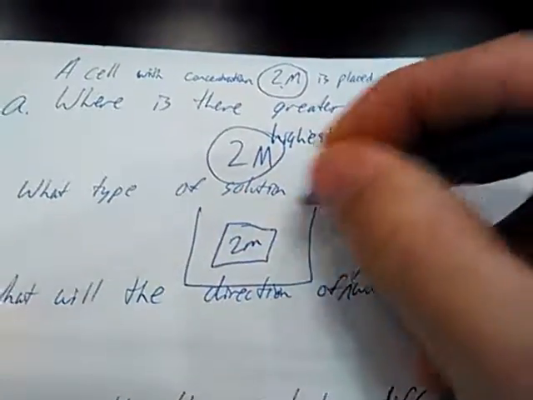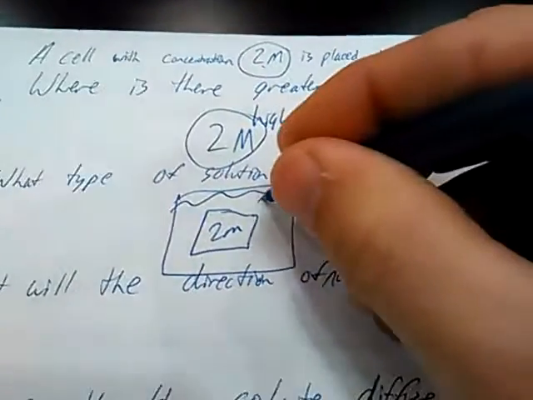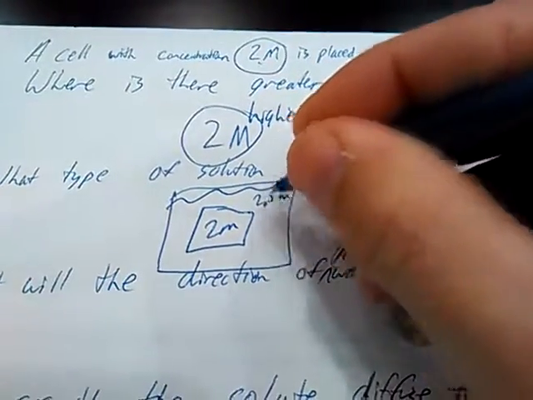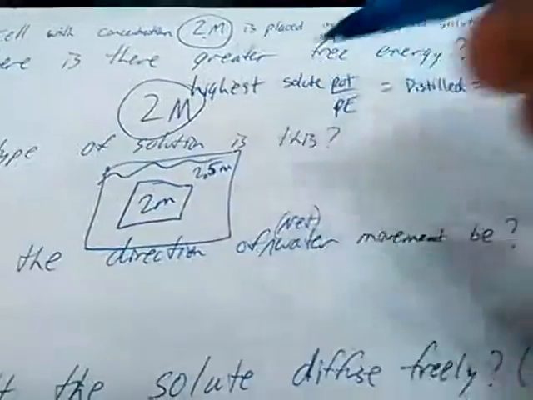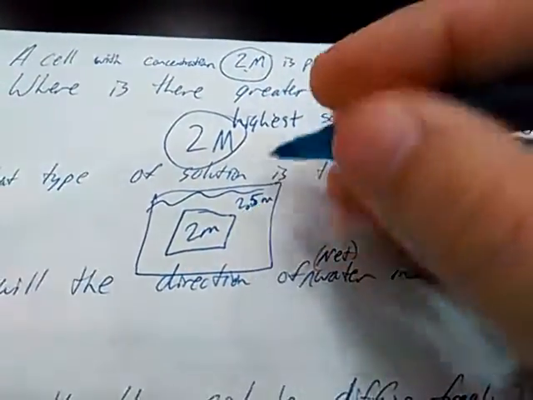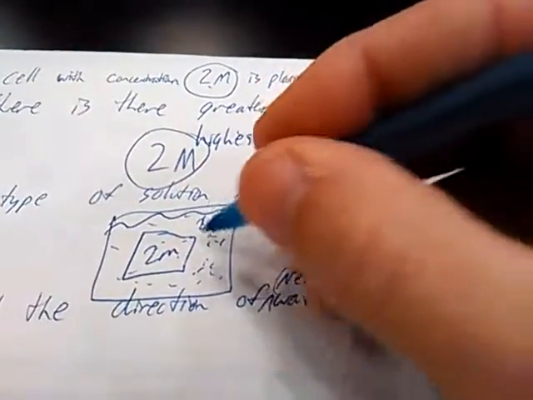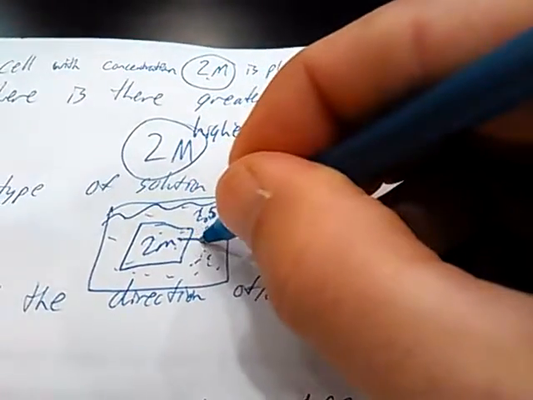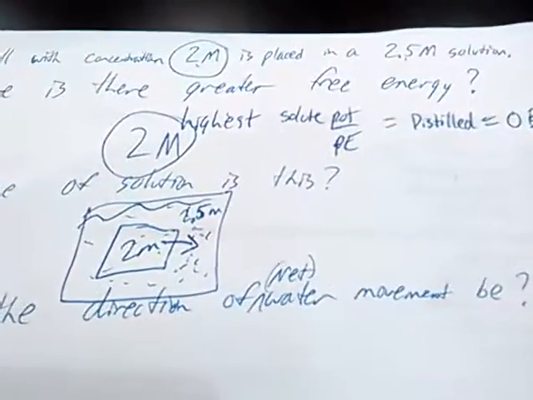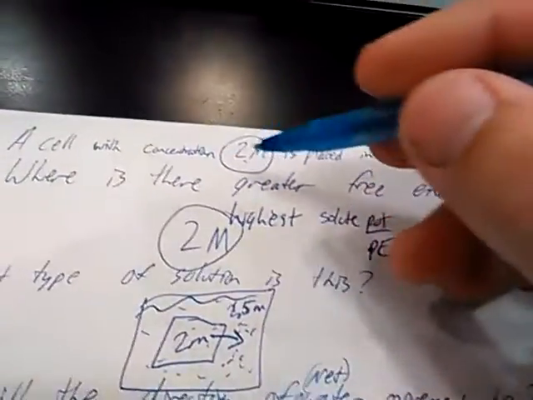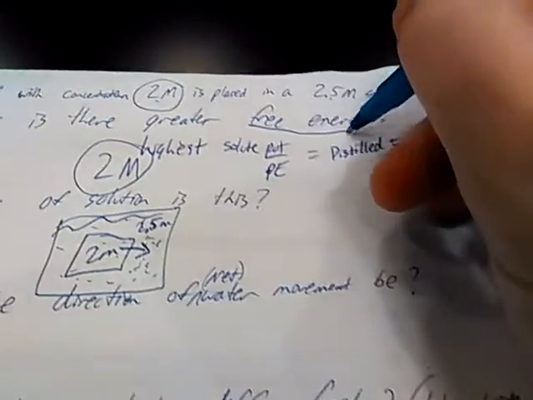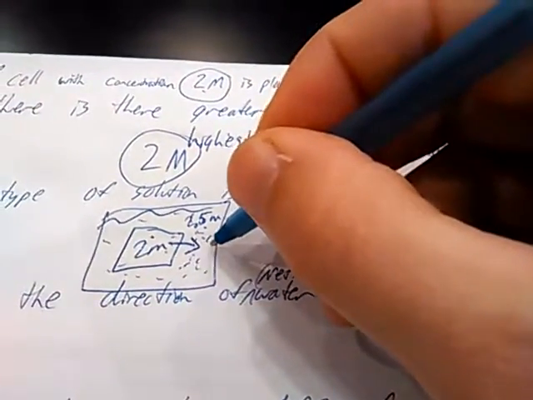Put in a solution of 2.5 molar. Okay, so where's the water going to go here? We've got a lot of particles on the outside and not very many on the inside. That's a little bit of an exaggeration. So the water is going to be going out. Remember, it's going to go from greater free energy, higher potential energy, to lower potential energy. So the water is going to go out.